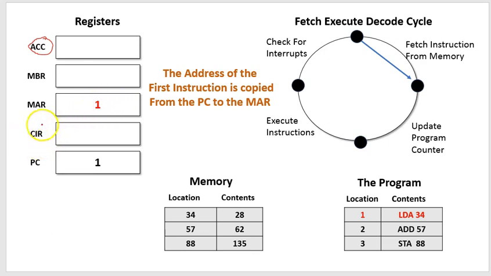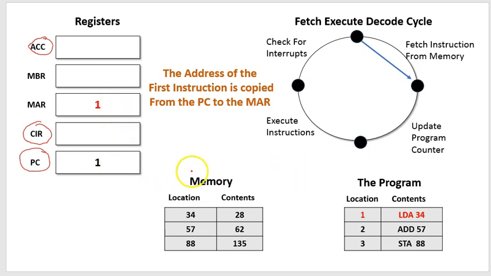We've got the CIR, which is the current instruction register. So this is the register with the instruction that's currently being carried out. And then we have the PC, or the program counter, which is the address of the first instruction here. So you can see that it's actually set to 1 and it's waiting to start the program.